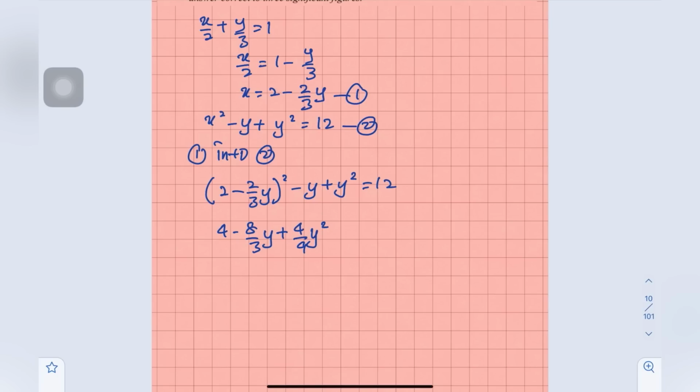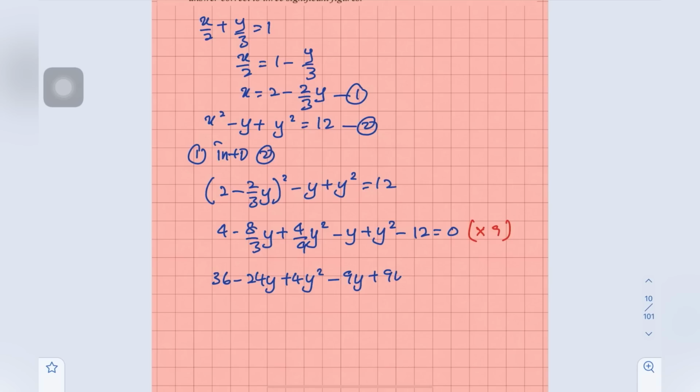Okay, you know how to expand shortly. If you don't know, you have to do it one by one. Minus y plus y squared minus 12 equals 0. Then this is quite complicated, so let's times by 9 to make it easier. So 4 times 9 is 36, minus 24y plus 4y squared minus 9y plus 9y squared minus 108 equals 0.